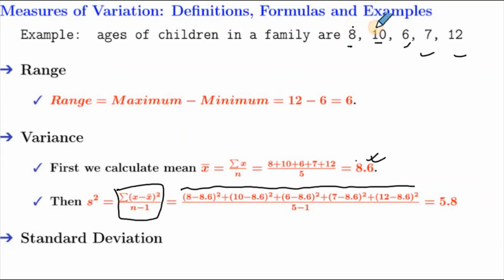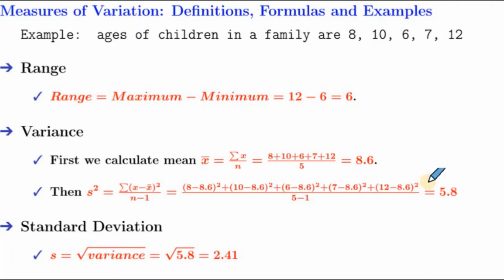So our n is 1, 2, 3, 4, 5. So that's where we get our 5 from, 5 minus 1. Now, when we divide the sum of (x minus mean) squared by n minus 1, we get 5.8. So that's our variance. Now, for standard deviation, we know standard deviation is the square root of variance. So from here, we know our variance is 5.8, and we get 2.41 for the standard deviation.